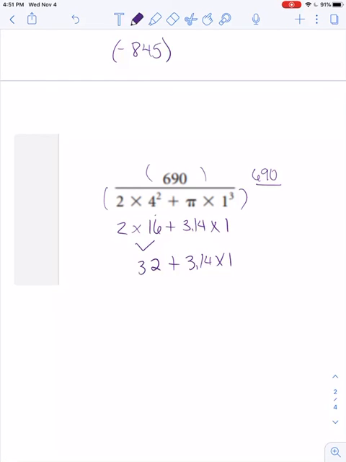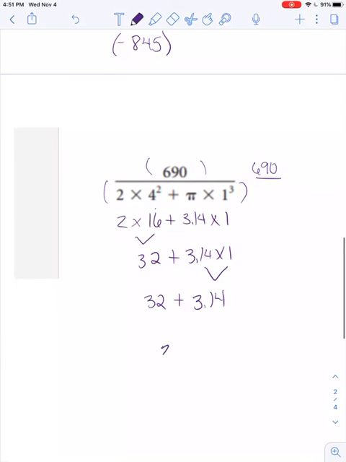Now we have an addition, and we have multiplication. We're going to have to do the multiplication first. So 3.14 times 1 is 3.14, and our last step would be to add those two numbers. That would give us 35.14.